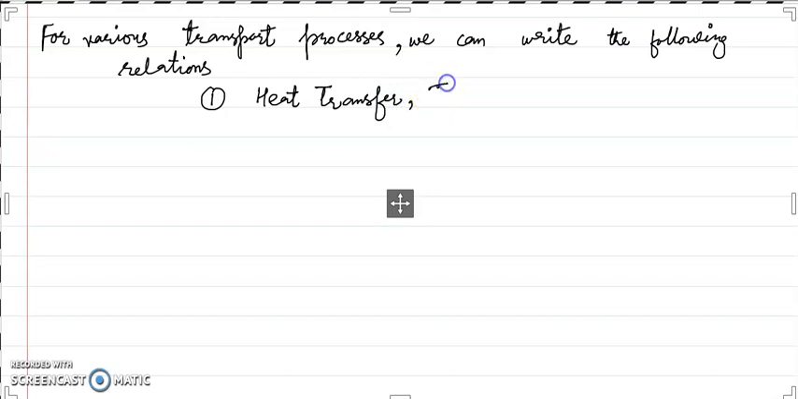It is written as J_Q, which is equal to minus K times the temperature gradient, dT upon dx. This law is simply called Fourier's law.